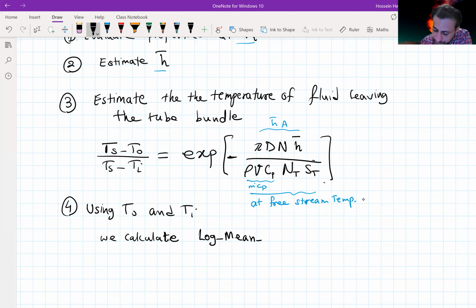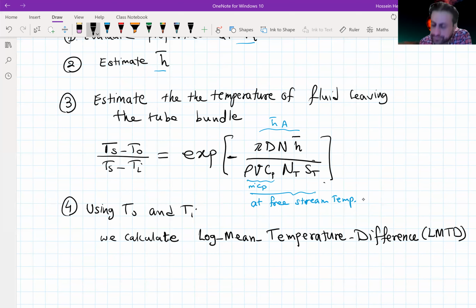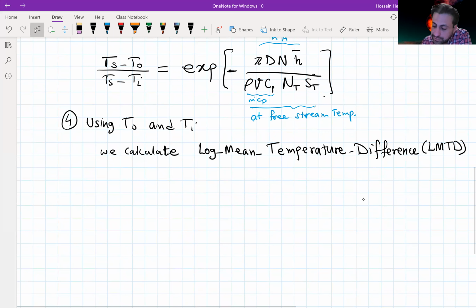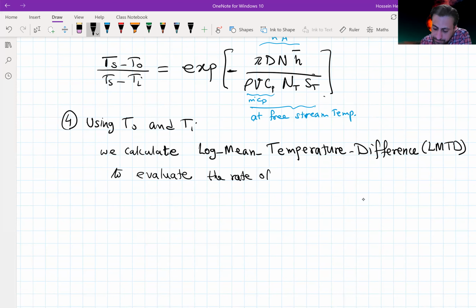log mean temperature difference, or LMTD. And we will see that later on when we are discussing the heat exchanger. We evaluate this log mean temperature difference to evaluate the rate of heat transfer. In brief, using this temperature difference gives a better estimation of the heat transfer.